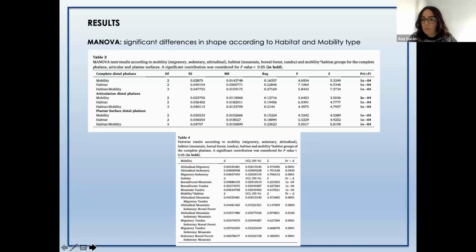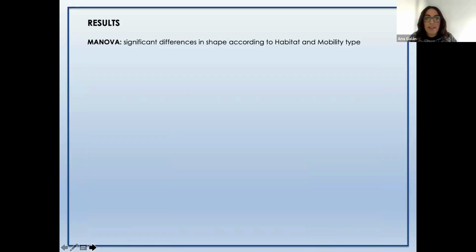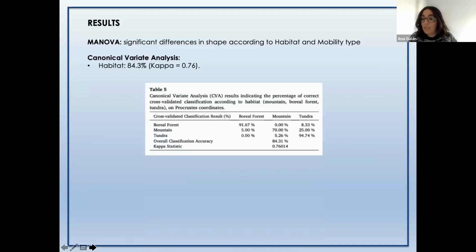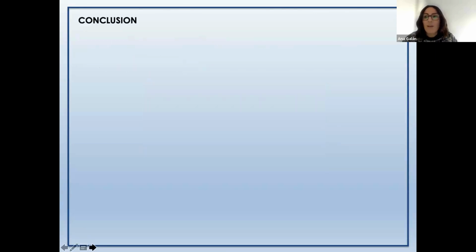And then we performed a canonical variate analysis as well, and it yielded higher classification rates on habitat categories, with an overall accuracy of more than 84%, and a kappa metric, which is a very good value, of 0.76.